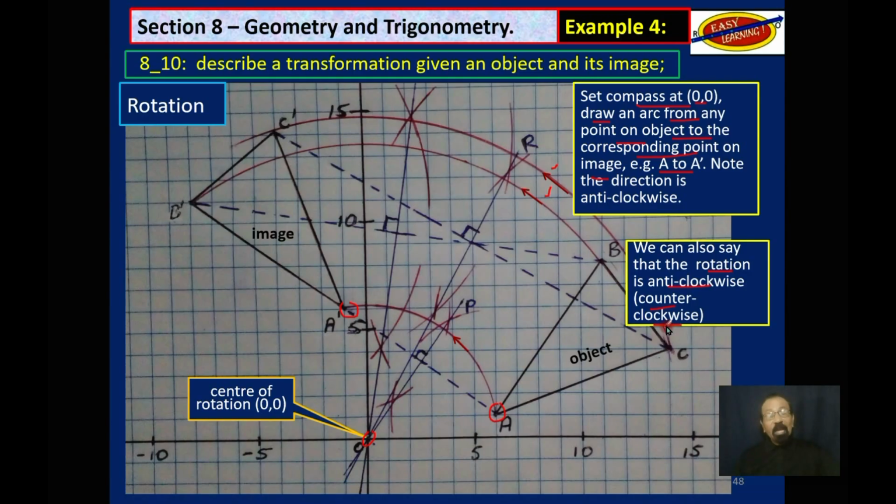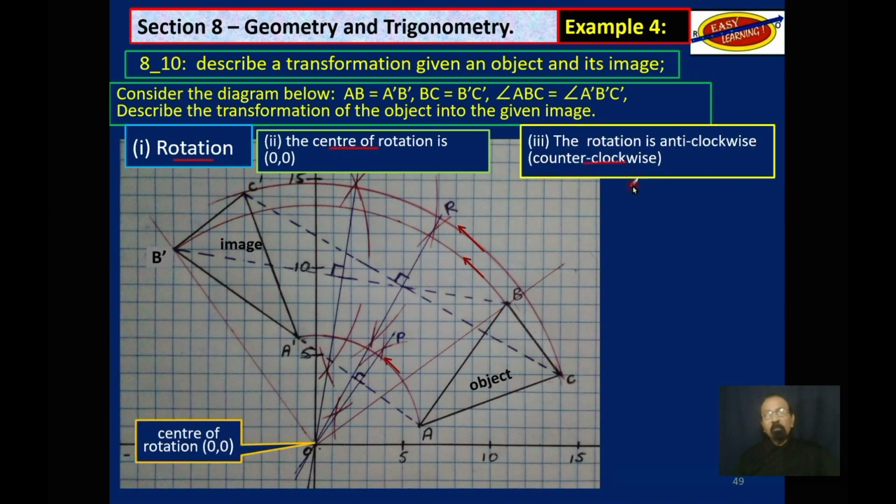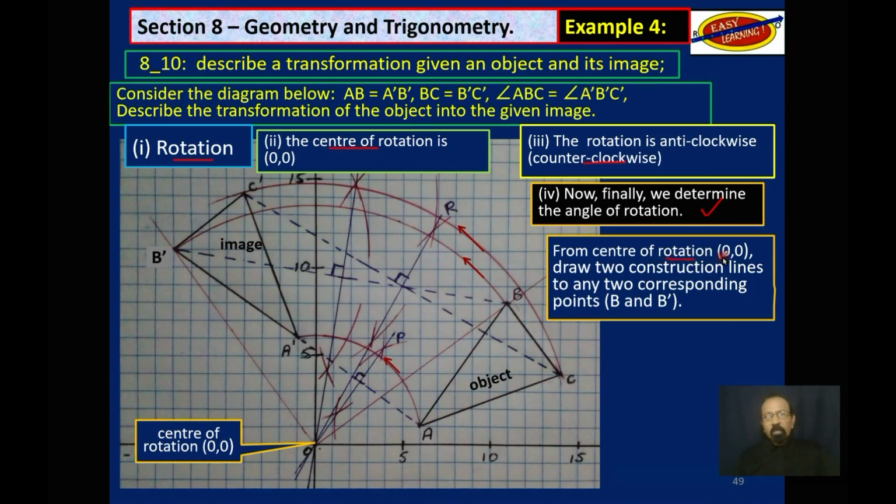But we also need to determine the angle. So we know it's rotation, we know the center of rotation, we know it's anti-clockwise. How much? From the center of rotation, which is 0, 0, draw two construction lines to any two corresponding points, say B and B'. So from here, draw a construction line to B, which is this red line, to the corresponding point on that side of the image, B'. This line and that line.